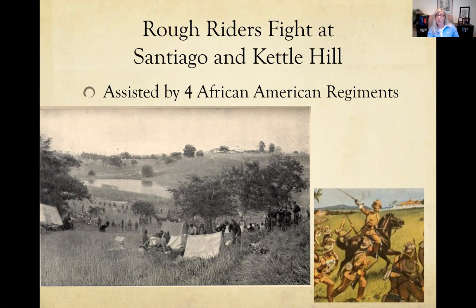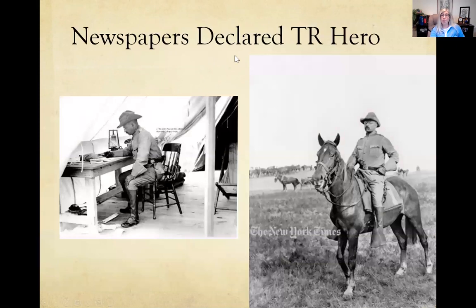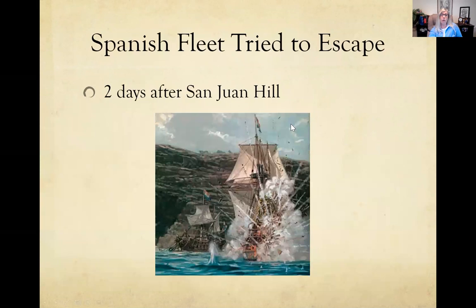And so out of this, Theodore Roosevelt becomes the hero. He comes home, gets to be governor of New York, and then eventually vice president under McKinley. So all of this is happening during McKinley's first term. The second term is after all of this heroism of Theodore Roosevelt in Cuba. Okay, so they declare him a war hero, and then he will use that prominence to launch his national political career.